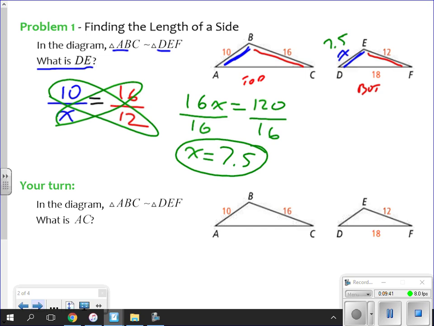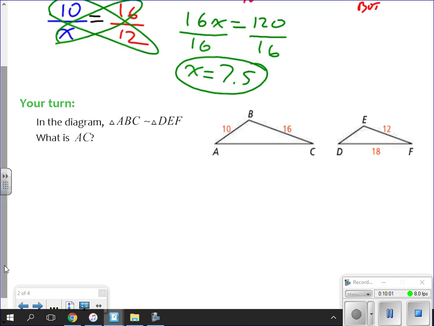Okay? The hardest part is figuring out and setting up the proportions. Once you get the proportion, it's not that difficult to do. But if you look at the diagram and look at the pictures, that will tell you, ooh, this one lines up with that one. This one lines up with that one. Okay? So let's do this one here. Same idea. What side am I looking for? AC. So I find AC.